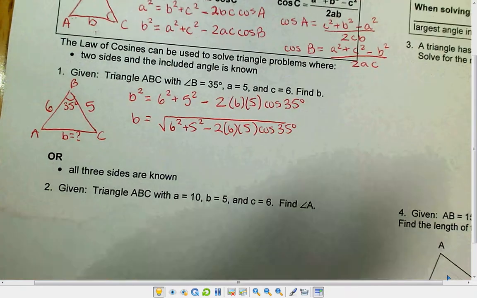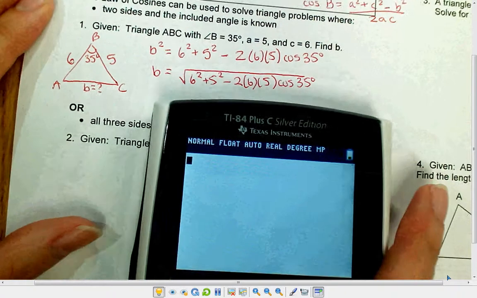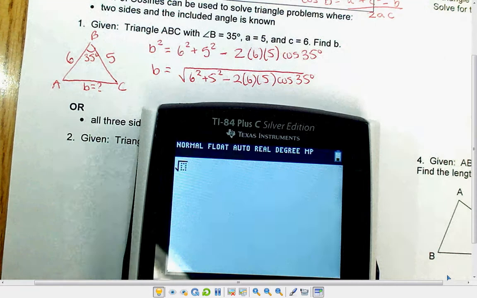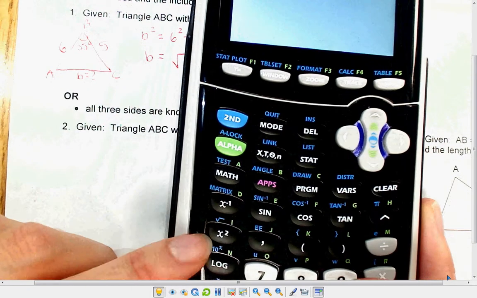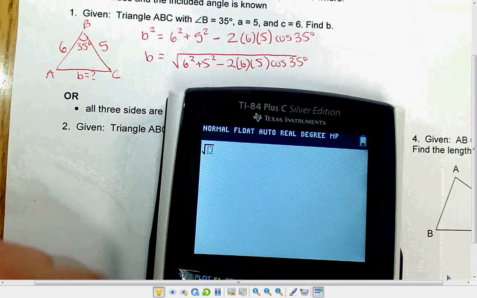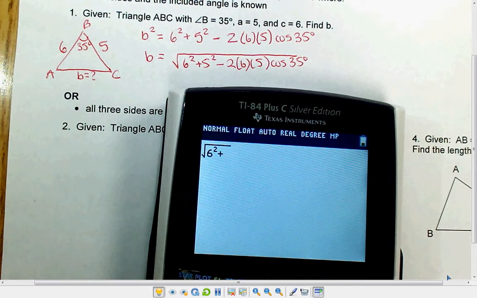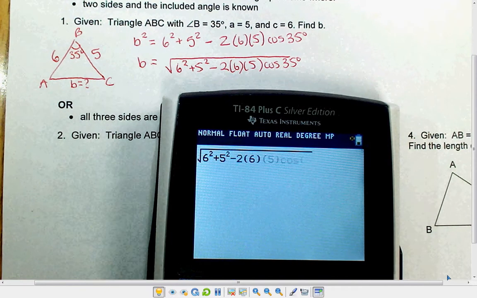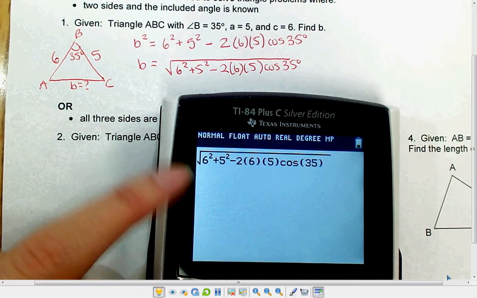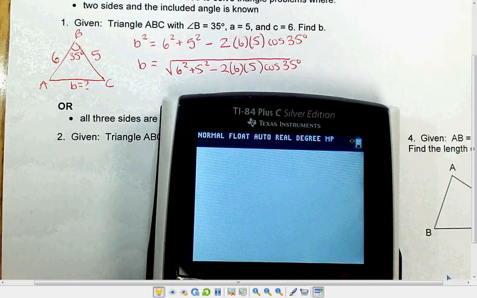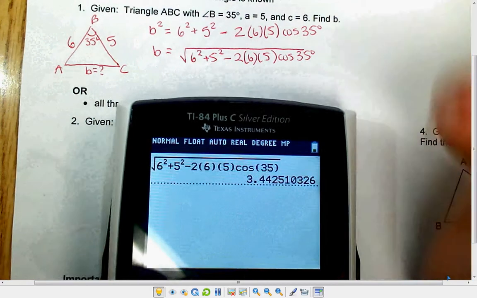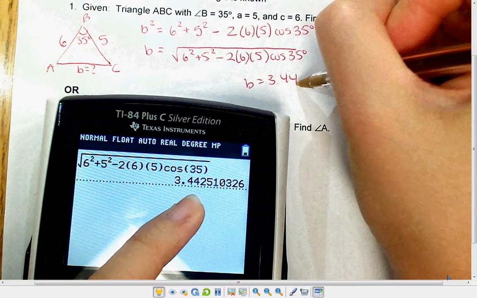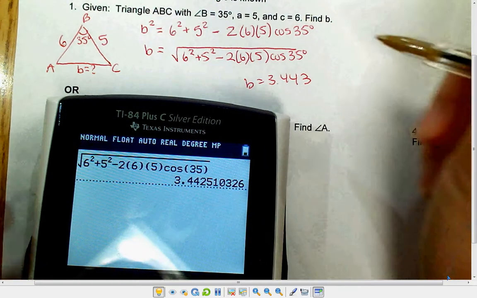So now I'm going to just go ahead and put this in my calculator. Make sure you're in degree mode. Okay, so square root, which is second and the x squared button, square root. And we're going to put all of this inside of the square root. So 6 squared plus 5 squared minus 2, 6, 5, cosine of 35 degrees. So again, make sure this whole thing is underneath your square root. Press enter. We get B is equal to 3.44. Let's round to 3 decimals because this is a side.